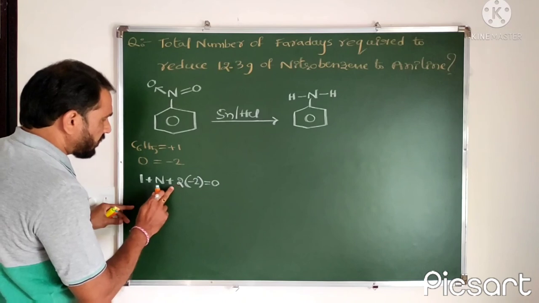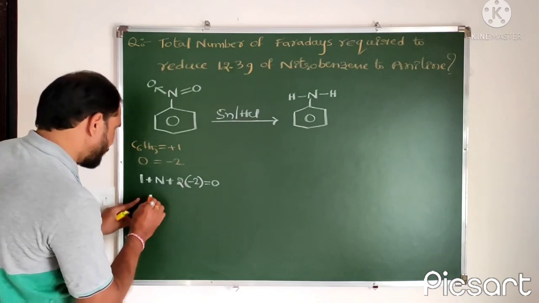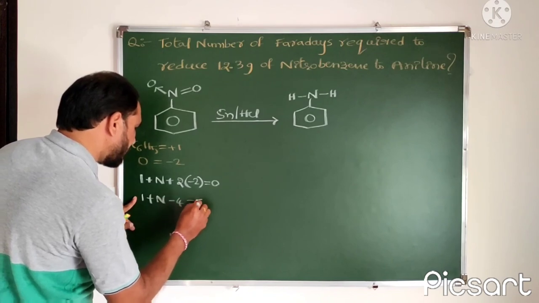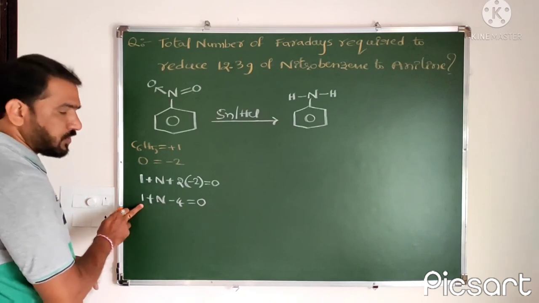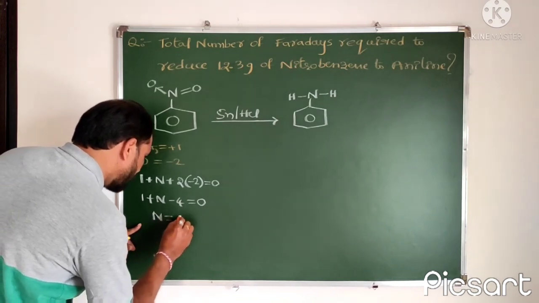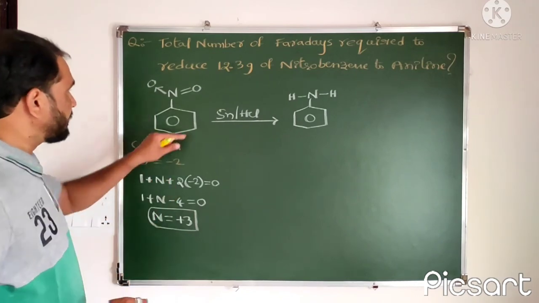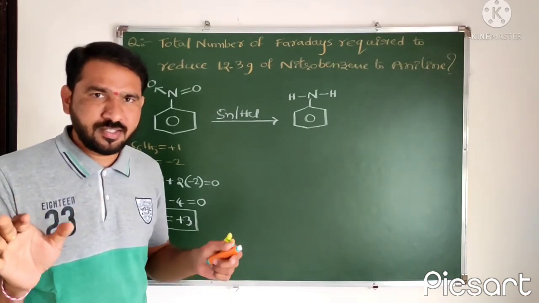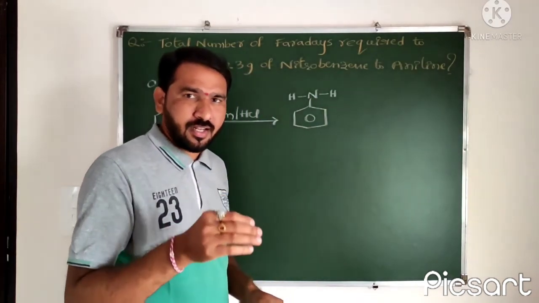Here 1, here minus into plus gives -4. Therefore 1 plus n minus 4 equals 0. Then the 1 minus charge is balanced by 1 positive charge. Therefore nitrogen is in the +3 oxidation state. It means in nitrobenzene, nitrogen shows +3 oxidation state. Is it clear? Like that, we need to calculate the nitrogen oxidation state in the product aniline also.